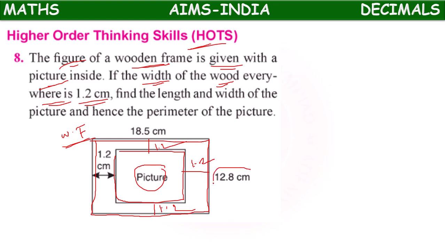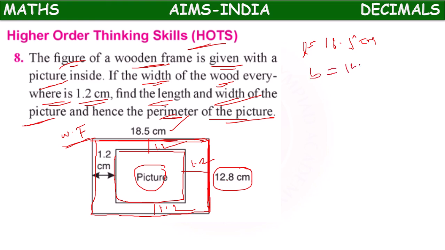And this is the length of the wooden frame. Sorry, breadth of the wooden frame. This is the length of the wooden frame. Now find the length and width of the picture and hence perimeter of the picture. Wooden frame measurements they have given. So wooden frame length 18.5 centimeter and the wooden frame breadth or width 12.8 centimeter. Now what about picture? Picture length and width they are asking and picture perimeter they are asking.